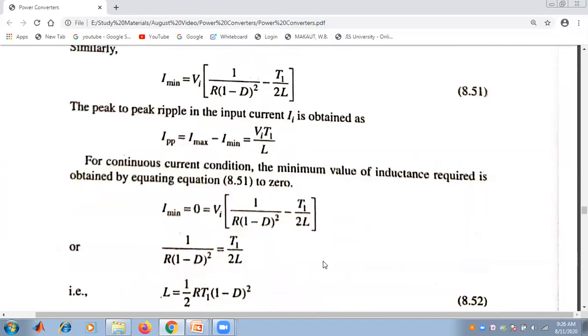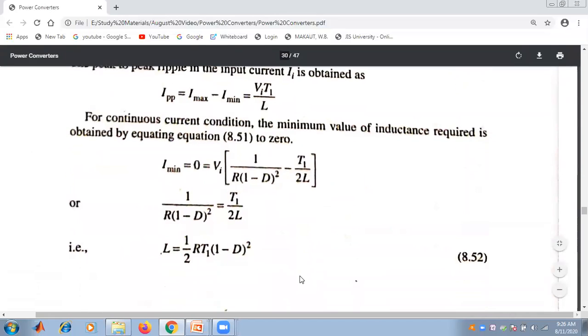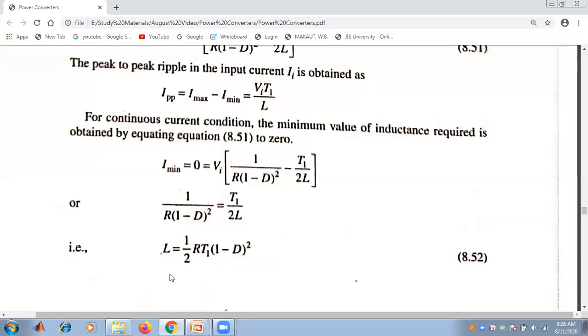So, for the continuous current condition, the minimum value of inductance required is obtained by the equation where the minimum value of I min is equal to zero. If I put I min equal to zero in this equation, we will find the value of inductance L equal to half of R T1 into (1 minus T) whole square. So the value of inductance L is equal to half of R T1 into (1 minus T) whole square.